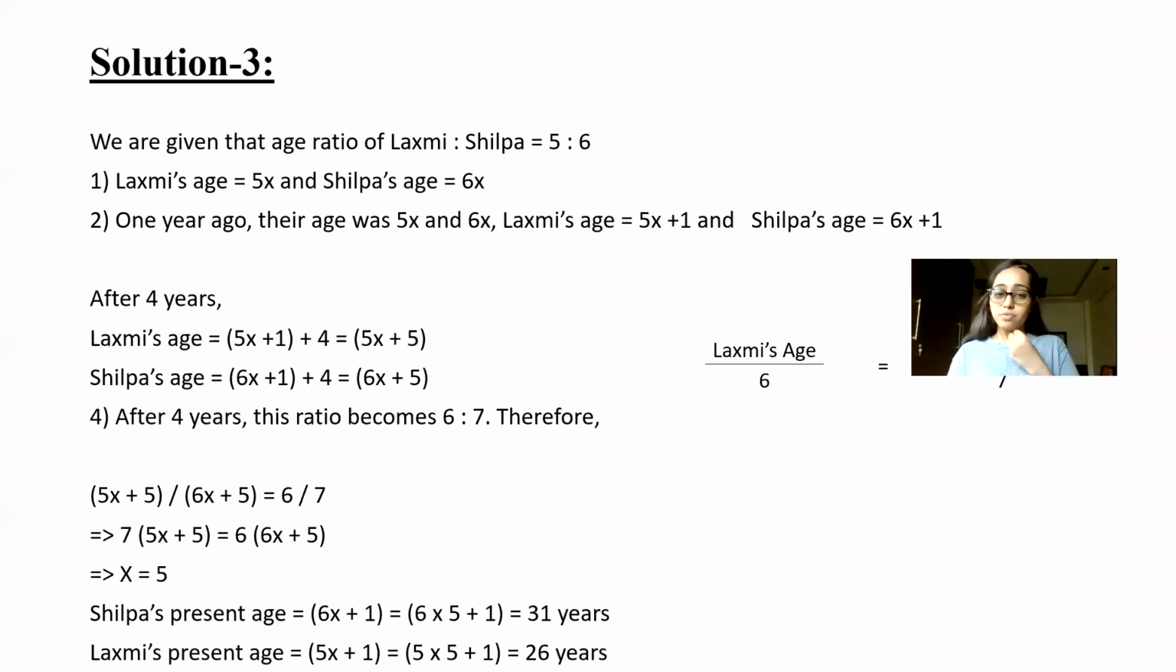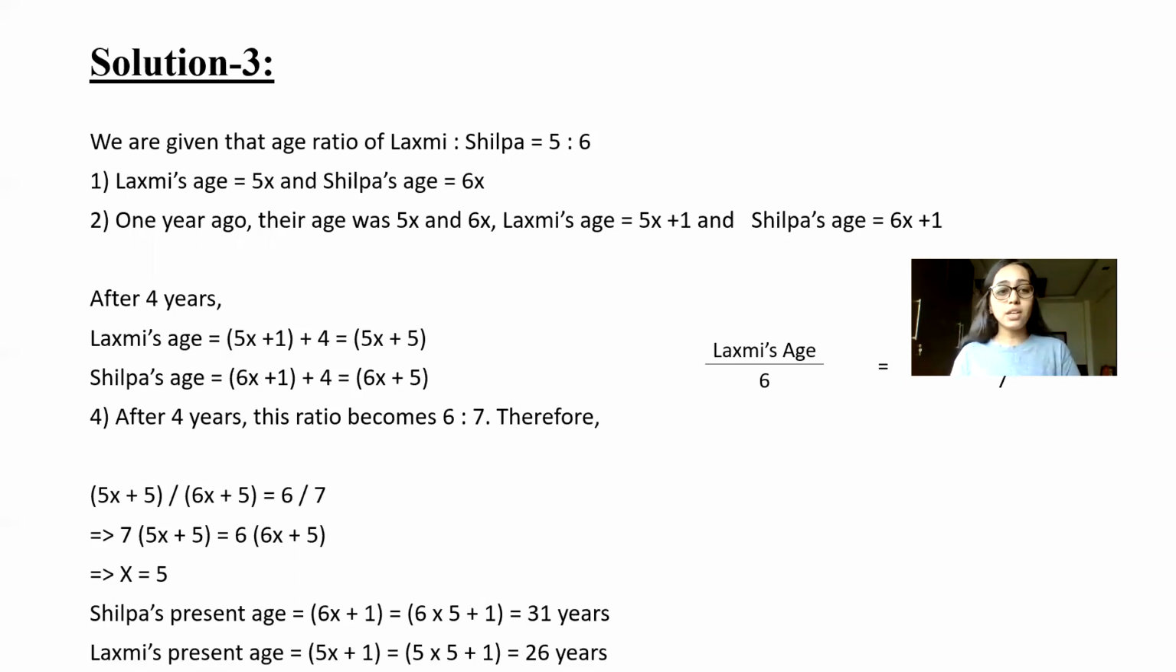Yes, so here we have the ratio of Lakshmi to Shilpa as 5:6. So Lakshmi's age we will consider as 5x and Shilpa's age as 6x. I hope you remember that if the ratio is A:B, then you have to take it as Ax and Bx. So the same thing we are applying here. Now one thing is given: 1 year ago, their ages were 5x and 6x. So we are going 1 year into the past, so we'll do 5x plus 1 and 6x plus 1, because 5x and 6x are their current ages.